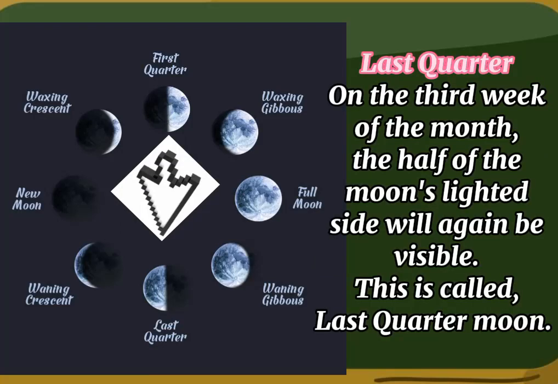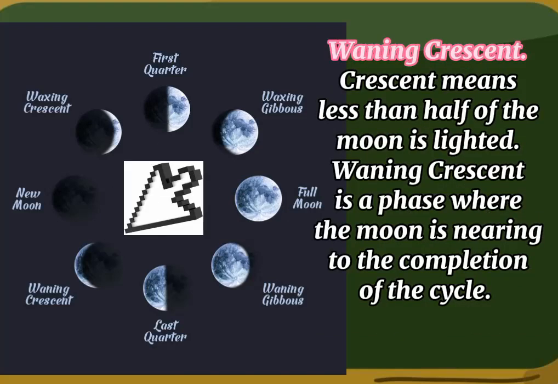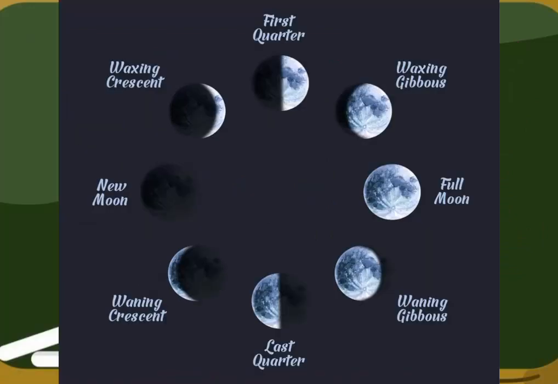Last quarter. On the 3rd week of the month, half of the moon's lighted side will again be visible. This is called last quarter moon. Waning crescent. Crescent means less than half of the moon is lighted. Waning crescent is a phase where the moon is nearing the completion of the cycle.